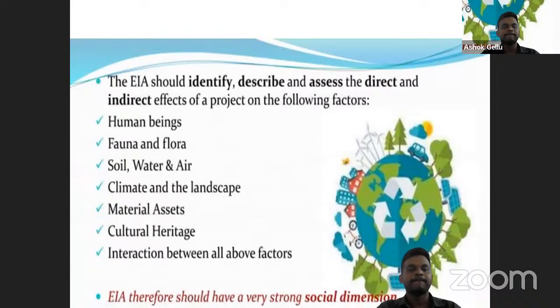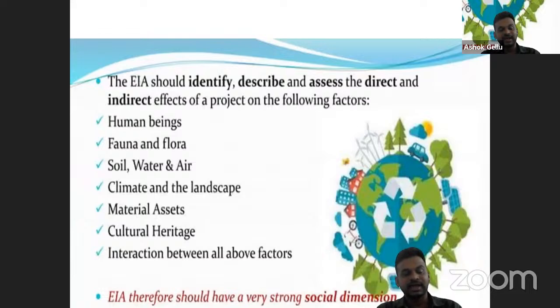Next, EIA should identify, describe, and assess the direct and indirect effects of a project on the following factors: human beings, flora, and fauna. Flora is the flowering plants, fauna is the animals. Soil health, water conservation and pollution, air pollution and air quality, climate and the landscape.